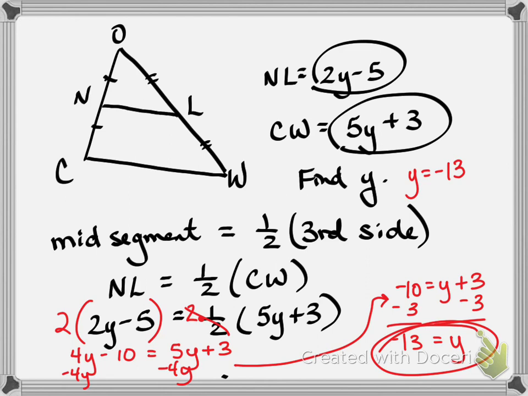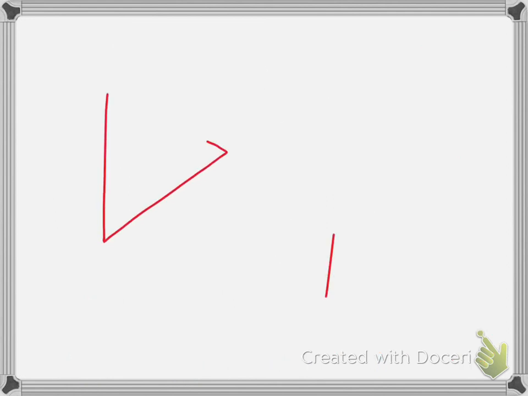And then I could find the lengths of these sides if they asked me, like if they said how long is NL, then I could just plug my y value in right here and find the length of NL. Wrapping up, last thing I promise. All you're really doing, if you know the mid-segment, it's half of this side. And if you know this side, then the mid-segment's half of it. That's all that's going on. Hope you have a good day, and I hope you're good to your sub.